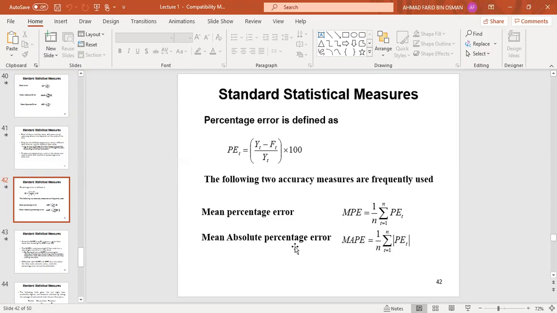This one also has the same problem as mean error, because positive values can cancel out negative values. To overcome that problem, you can use the mean absolute percentage error, where you convert all the negatives to positives first, and then you compute the average. This one we call the mean absolute percent error.